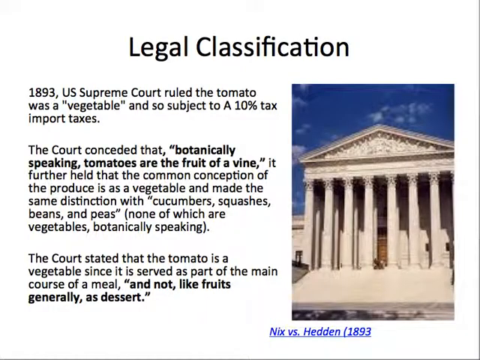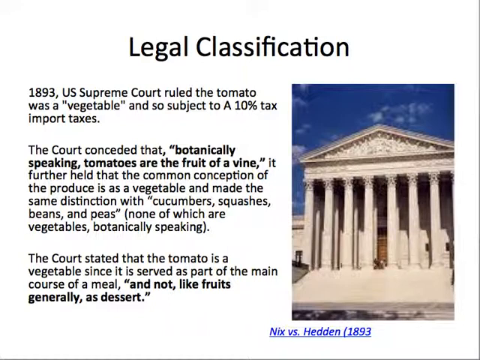Okay, so one other way of looking at classification, and that is to look at it from a legal perspective. That is, what does the law say is a fruit or what is a vegetable? Well, it's very interesting to look at some legislation on this, and this goes back a long time, and it goes back to ways in which American farmers were protected against imported food. And so as far back as 1893, the Supreme Court actually decided that the tomato was a vegetable and therefore subject to a 10% tax, import tax. And this was very much reflecting a particular fight against growers of other kinds of fruit and vegetables.